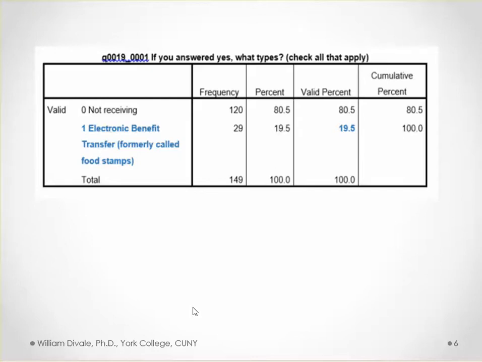And if we look over at the frequency column, you see 120 are not receiving food stamps, and 29 of our sample are receiving food stamps. And in terms of the percent, 19.5%, so almost 20% of your sample receives food stamps. So generally, you can say that overall, our sample represents lots of people who are low income, you might say poor, and also have some indication that they probably suffer food insecurity.